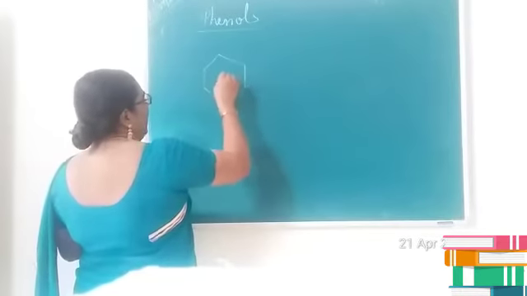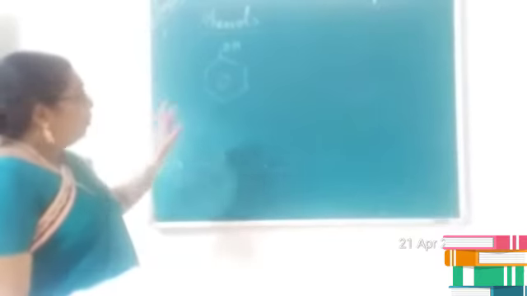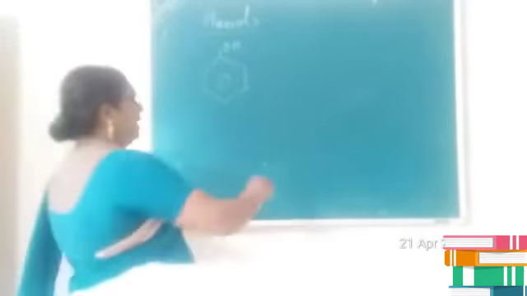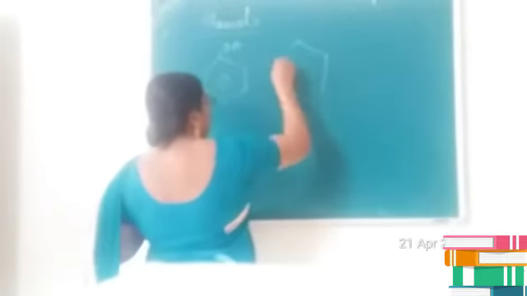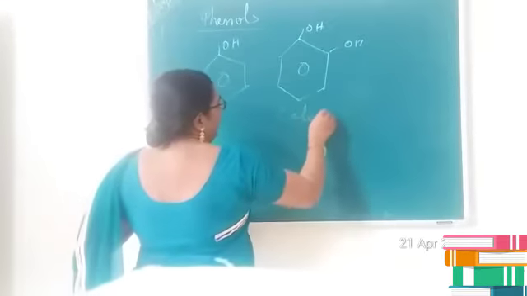So this is a simple example of monohydric phenol, hydroxy benzene, which is termed as phenol. Now if you want, you can consider benzene 1,2-diol. This is an example of dihydric phenol, or we can call it catechol.